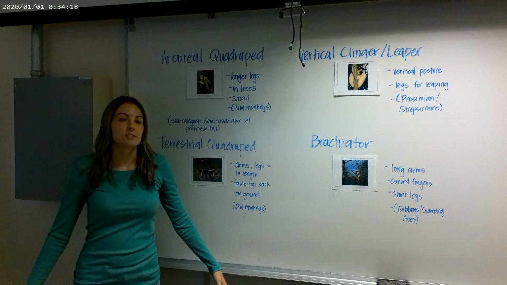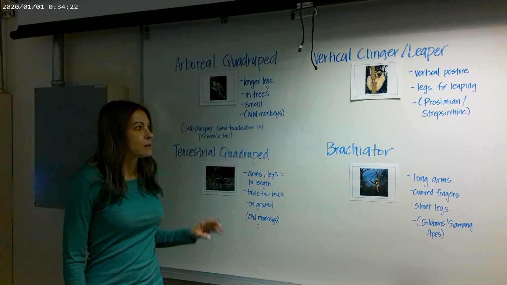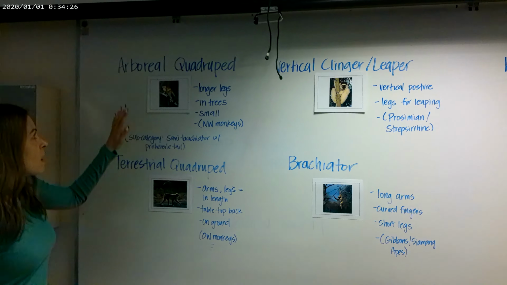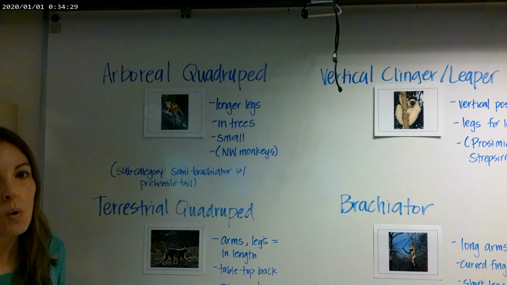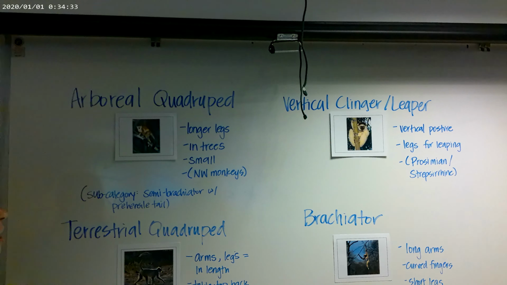We are going to discuss in chapter 12 the locomotive patterns of primates. So there are 6 major patterns that we're going to go through. The first one is an arboreal quadruped. Arboreal means they're in trees, quadruped means they walk on all 4.